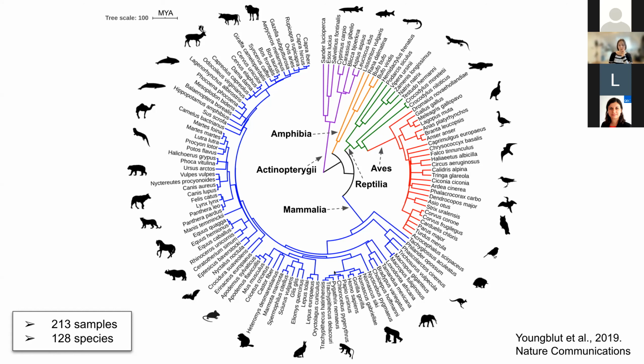Given that the mammalian clade is so big, I'll just point out some important clades, such as primates here down below, and then a little farther over, you have rodentia, and then hindgut fermenters, such as horses, and then carnivora, and then up near the top, you have ruminants.